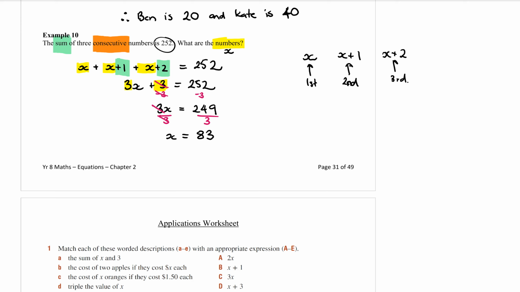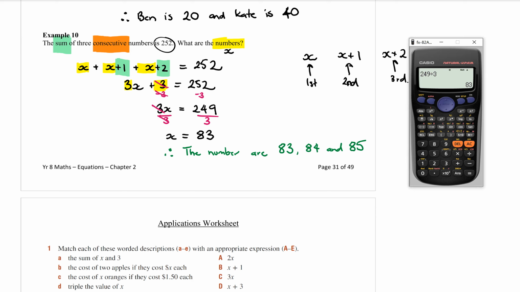So remember that x was my starting number. So let's write a conclusion. So therefore, the numbers are, the first number is 83, the next number is 1 larger, which is 84, and the next number is 1 larger again, which would be 85. And you could check that. If the 3 numbers were 83 and 84 and 85, that gives a sum of 252. So it works. Okay, that's it.